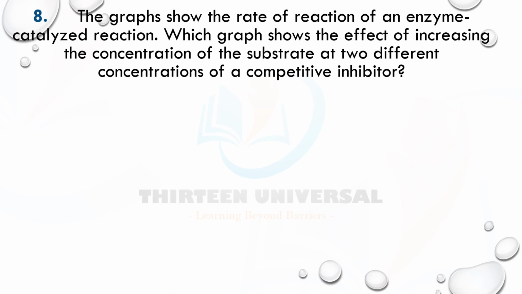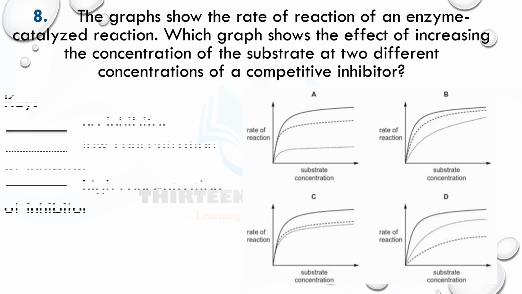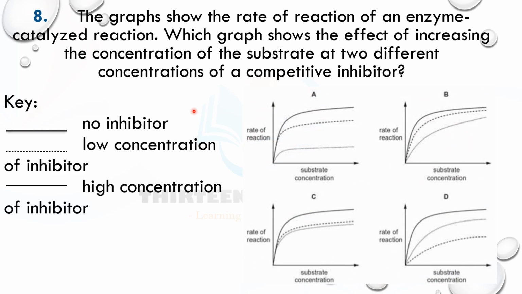Now, it says the graph shows the rate of reaction of an enzyme reaction. Which graph shows the effect of increasing the concentration of the substrate at two different concentrations of competing inhibitors? What do you think is the answer? Is it this? No, it's going to catch up. A cannot be the answer. B looks like the answer, because this is competitive. This is no inhibitor. This is non-competitive, right? It's going to catch up. So this cannot be this. It's only B, because competitive will get to the Vmax. So B is the answer.